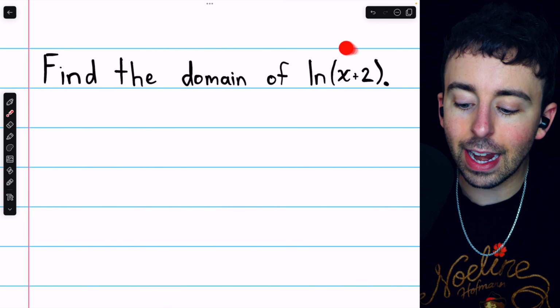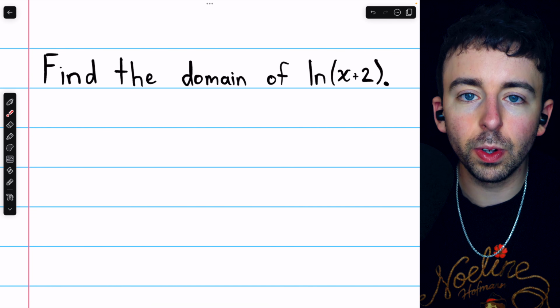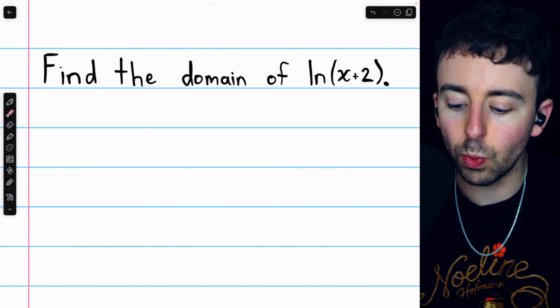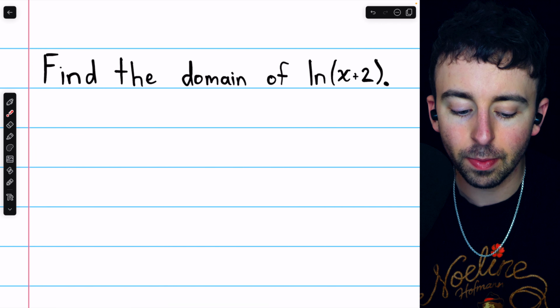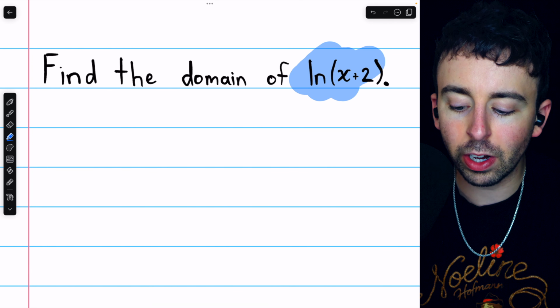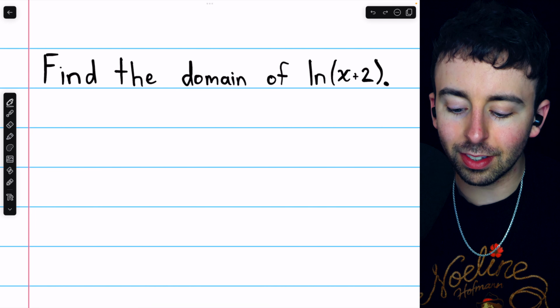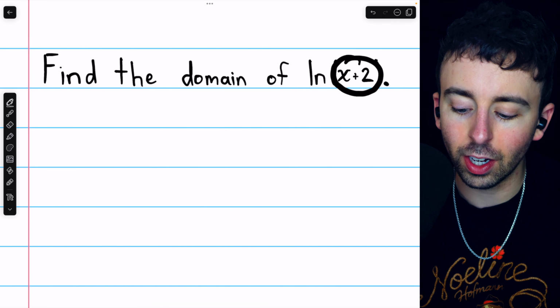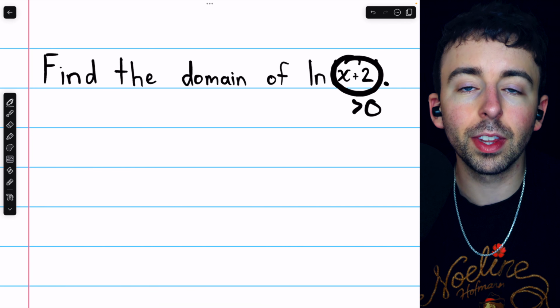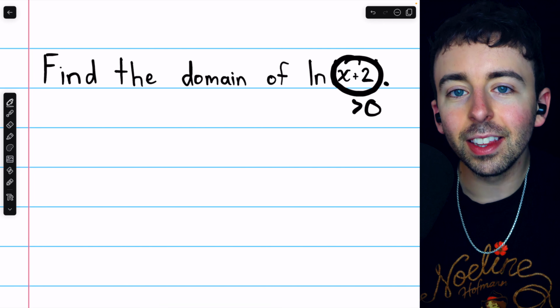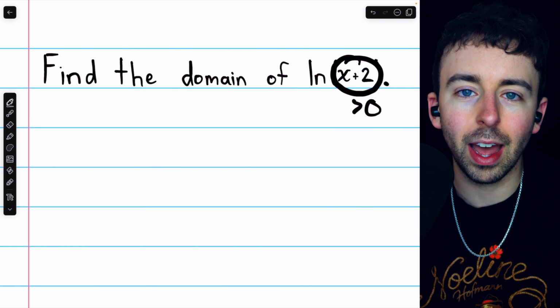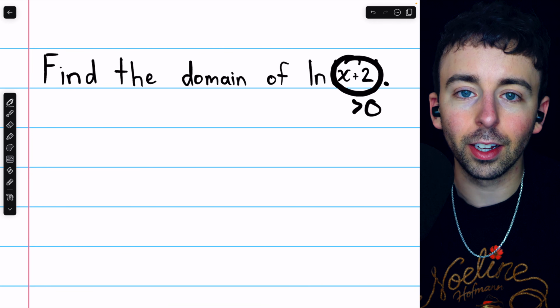The domain of the natural log of x plus 2 is the set of x values that we can plug into this function, so we have to consider the restrictions of the natural log function. In particular, whatever is inside the natural log function needs to be positive for the natural log to be defined. The natural log of 0 is not defined, neither is the natural log of negatives.